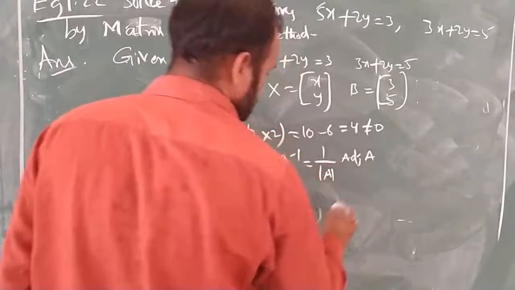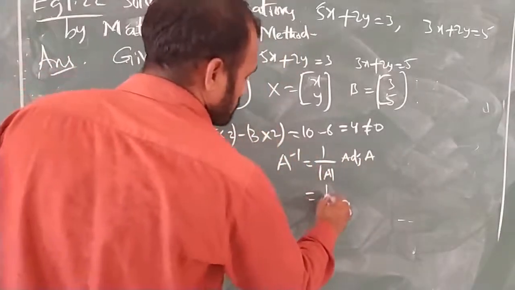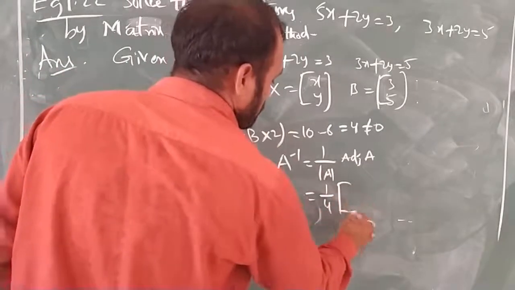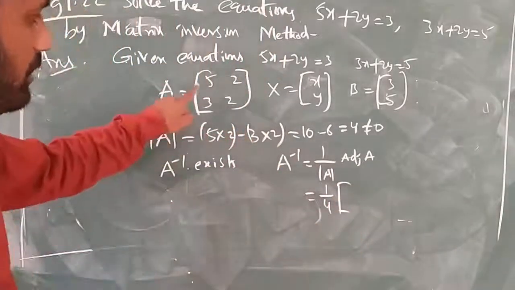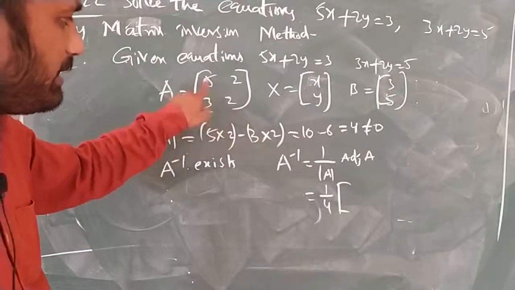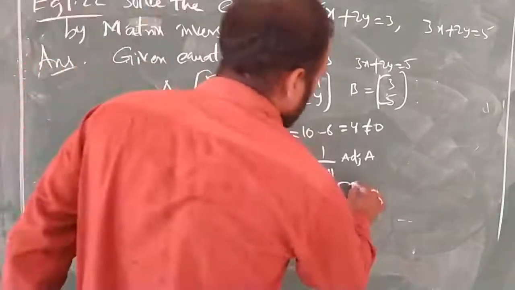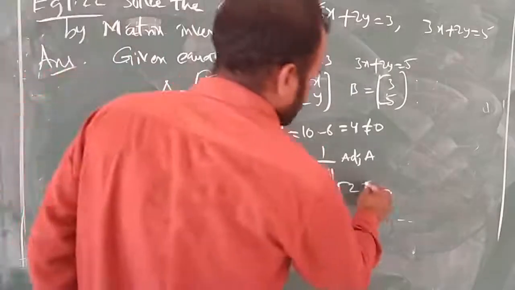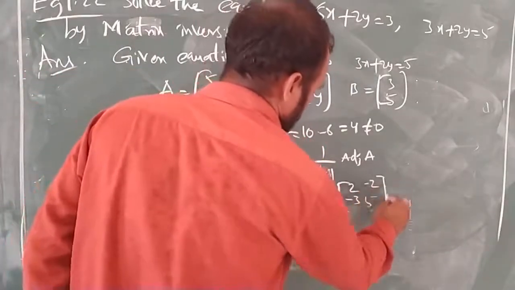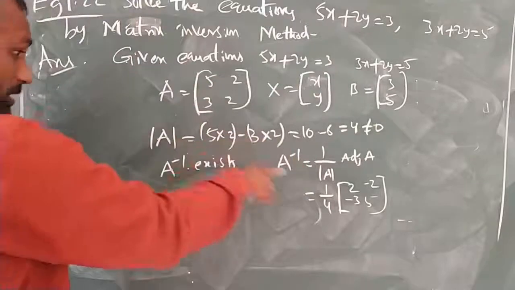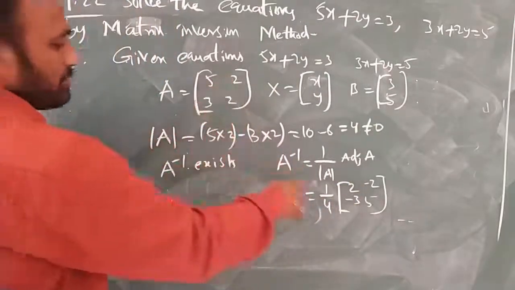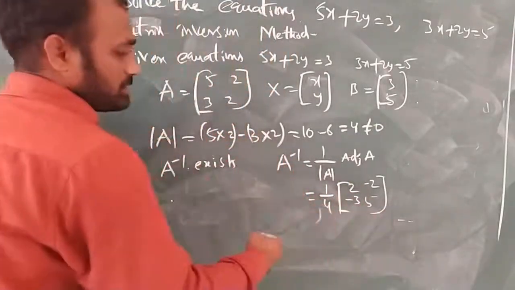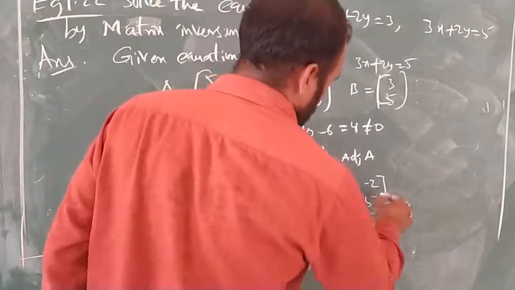Therefore A inverse = 1 by determinant, that is 1 by |A| into adjoint of the A matrix. So that is 1 by 4. Whenever it is a 2 by 2 matrix, we need to interchange A and D, so it will become 2, 5. And we need to change the signs for B and C. We should not interchange them, only change the signs. If it is minus, it will become plus; if it is plus, it will become minus. So this is finding the A inverse.